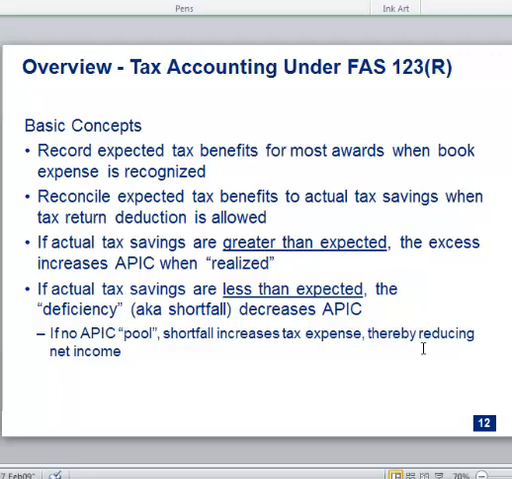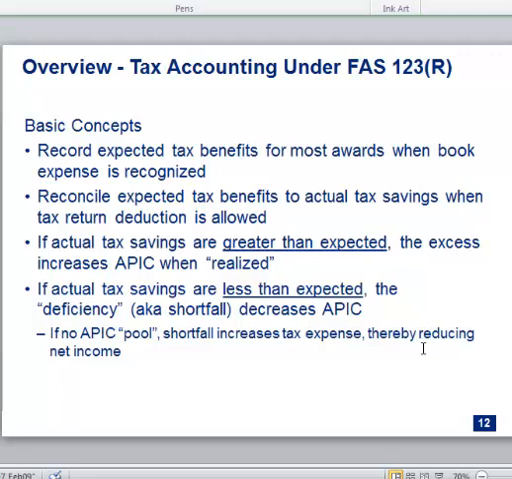For most awards, when you recognize book expense, you're going to book a tax benefit. The reason you're going to book a tax benefit is because you're going to anticipate a deduction in the future. So if an employee gets an NSO, RSU, RSA, all those things are going to result in future deductions. So that means when books expenses the awards, we're going to say that's just a timing difference, and in the future we're going to get a deduction, so we'll set up a DTA. Okay?